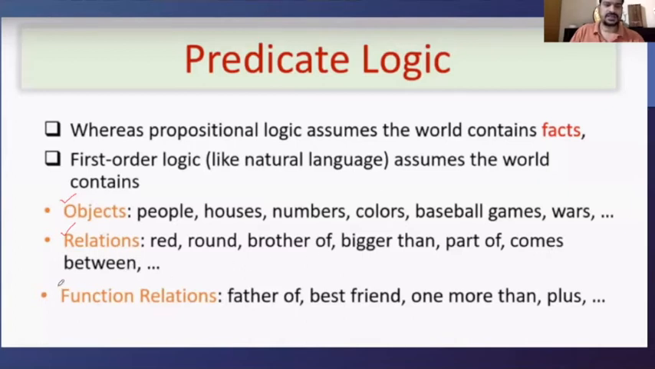And the last one is function relations. Function relation means the father of, best friend, one more than, plus, and these are the function relations. So in predicate logic, these three are the different entities that will come, and with these we can represent any natural language sentences.